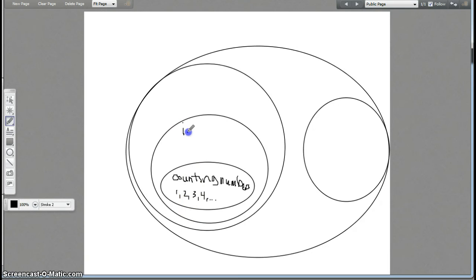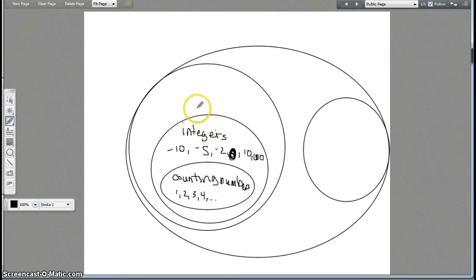Then you have the integers. The integers include the counting numbers, so the counting numbers you'll see are inside of them. But the integers are also -10, -5, -2, 0, 10, 100. So the integers are all the counting numbers, the negatives of all the counting numbers, and 0. That's why you see the counting numbers inside of the integer circle, because counting numbers are also integers.